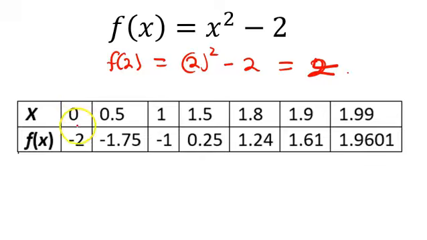Starting with 0, when I plug in 0, the function value is minus 2. When I plug in 0.5, minus 1.75. 1, minus 1. 1.5, 0.25. 1.8, 1.24. 1.9, I get 1.61. 1.99, then 1.9601. So you realize that as x approaches 2, the functional value gets close to 2. And that is the concept of limit.